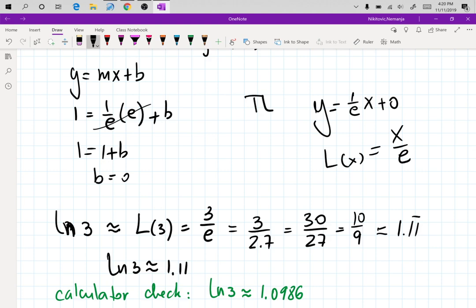So now, how do we know? Well, if you have ln, you should always use some kind of a power of e as your choice for x to find the tangent line.